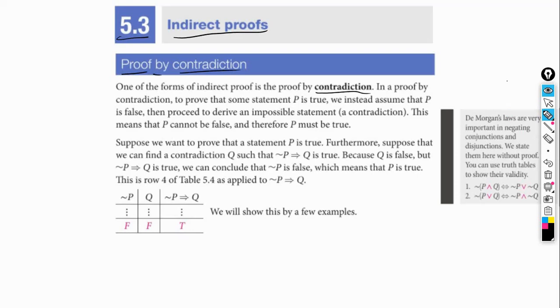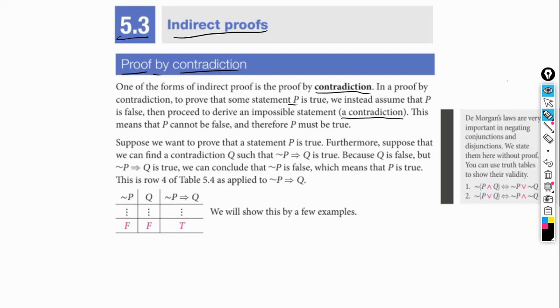In a proof by contradiction, to prove that some statement P is true, we instead assume that P is false, then proceed to derive an impossible statement, a contradiction. This means that P cannot be false, and therefore P must be true.